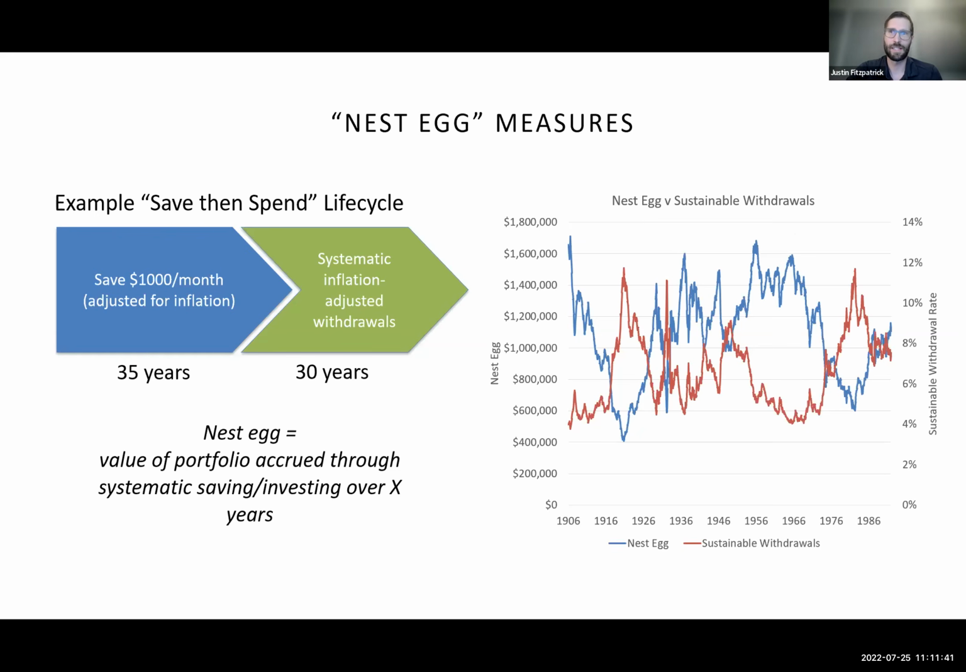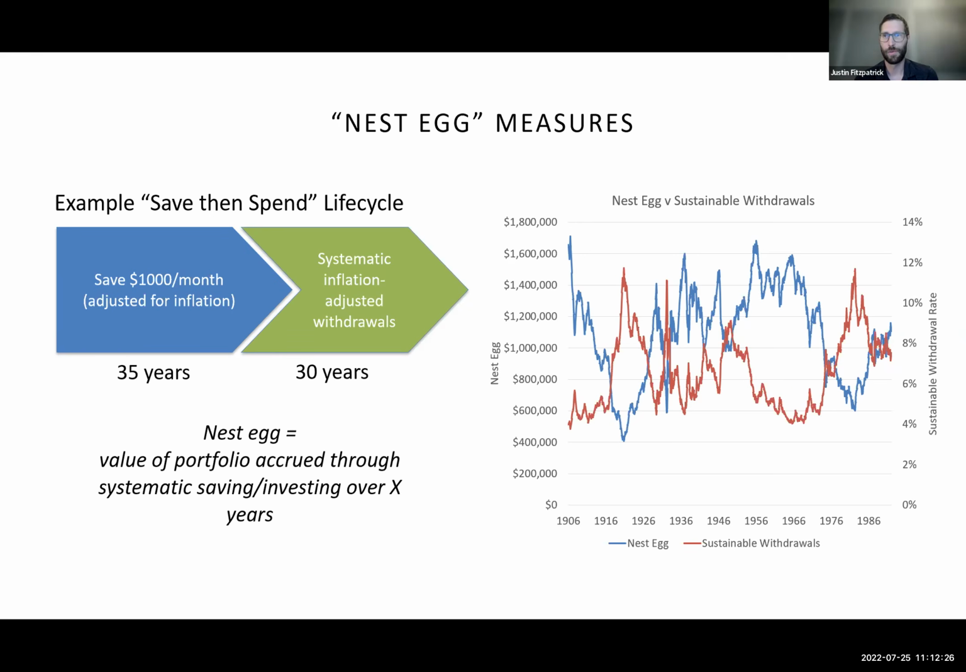Okay, our second example is what we call nest eggs. And really, this is just a way of measuring previous sequence of returns, okay? But it's always more helpful to tell a story about things. It's more memorable. So think about it this way. This is the amount of money that would be available after some length of time of systematic savings, right? Imagine, for example, you were saving $1,000 a month, adjusted for inflation, for 35 years, and then you were going to use that as a source for withdrawals to fund your lifestyle in retirement.